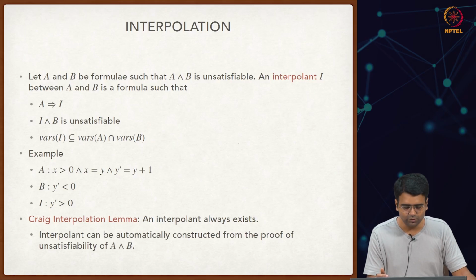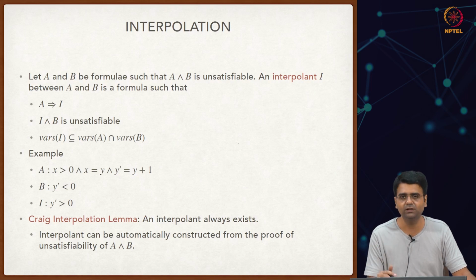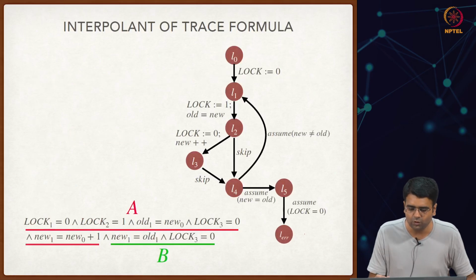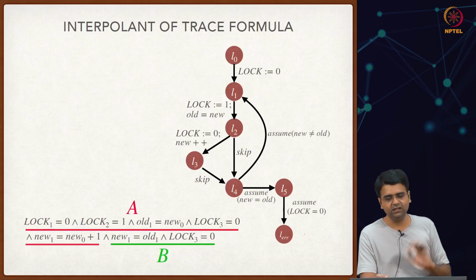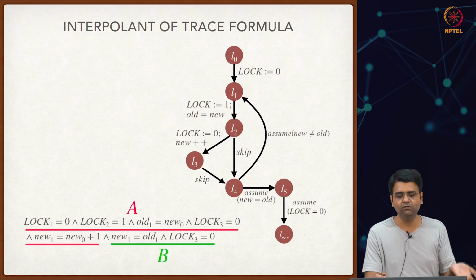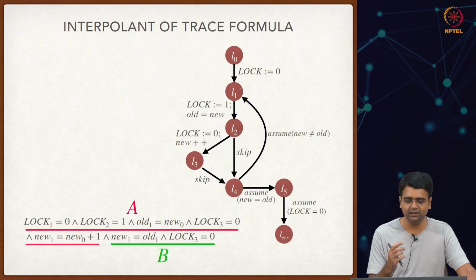Okay. So, the proof of Craig interpolation lemma essentially automatically constructs this interpolant from the proof of unsatisfiability of A and B. We are not going to go through the proof of this lemma, but that is how it works. So, now what are we going to do? In order to apply the theory of interpolation, we need an unsatisfiable formula, and we already have an unsatisfiable formula, which is the trace formula. So, we are going to take a look at this trace formula.